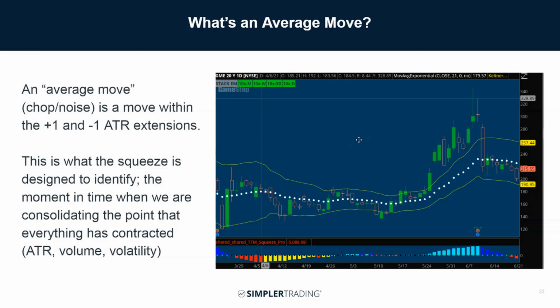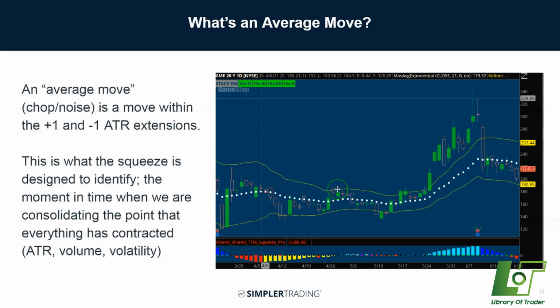The squeeze is designed to identify that moment in time when we are consolidating to a point that everything has contracted. We are in such a tight, narrow range. All we're doing is trading between +1 and -1. That's the buildup of energy. That's an important consolidation. So that's an average move.